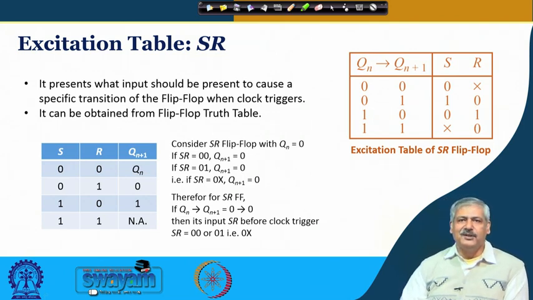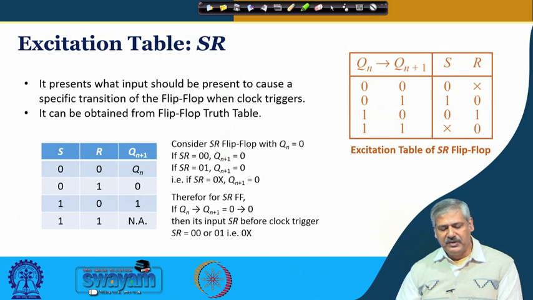Next is another representation through excitation table. Okay, this is interesting. While characteristic equation and characteristic table or truth table are useful for analyzing the circuit, excitation table and the one that is to follow, we shall discuss that also, are useful for synthesis, design of circuit. So all those examples we shall take up in subsequent future classes. So right now we are learning how to represent flip flops in various forms, through various representations.